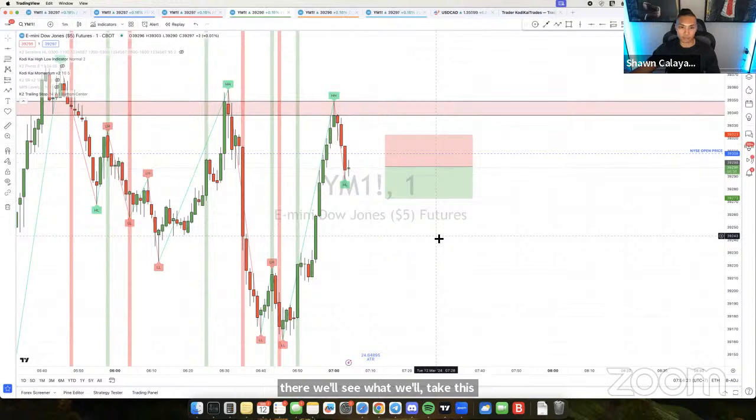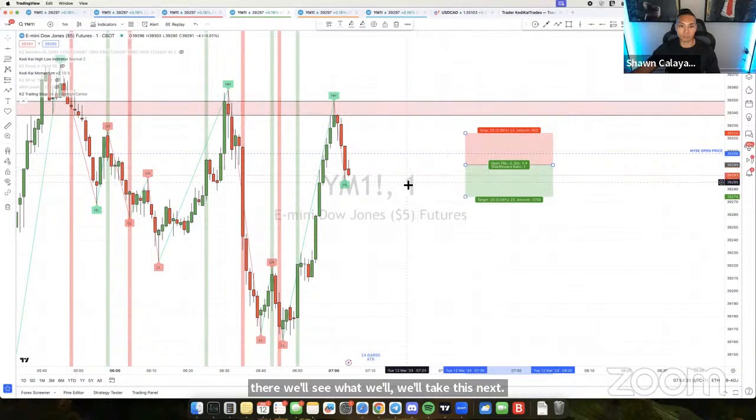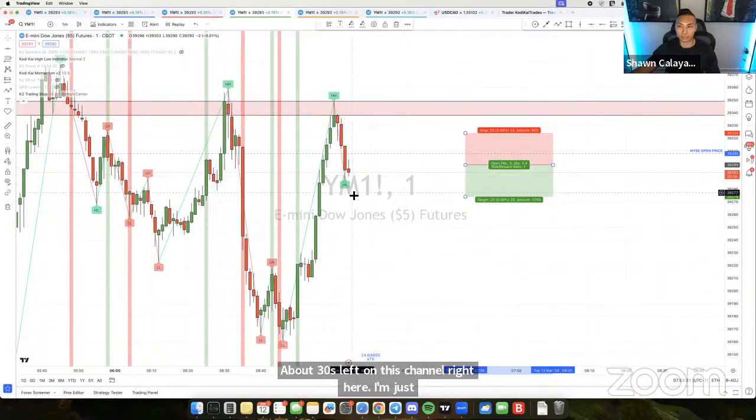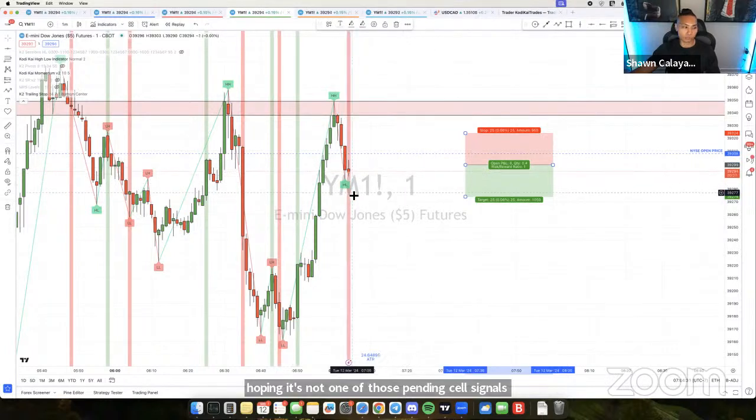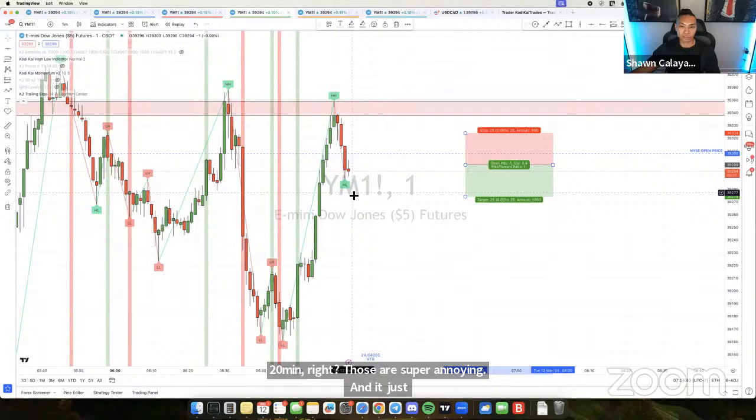About 30 seconds left on this candle right here. I'm just hoping it's not one of those pending sell signals that's just pending for like 20 minutes, right? Those are super annoying, and it just takes away from the volatility and momentum that we're looking for.